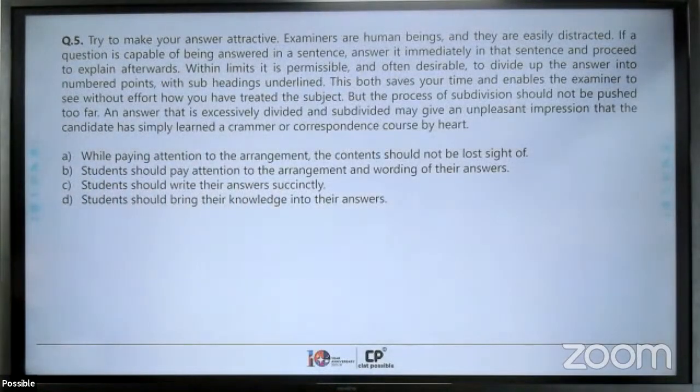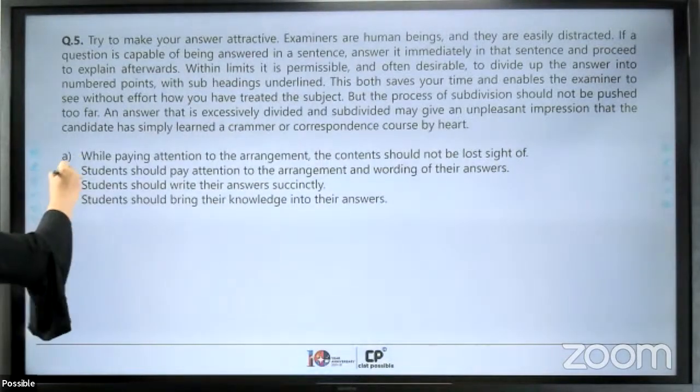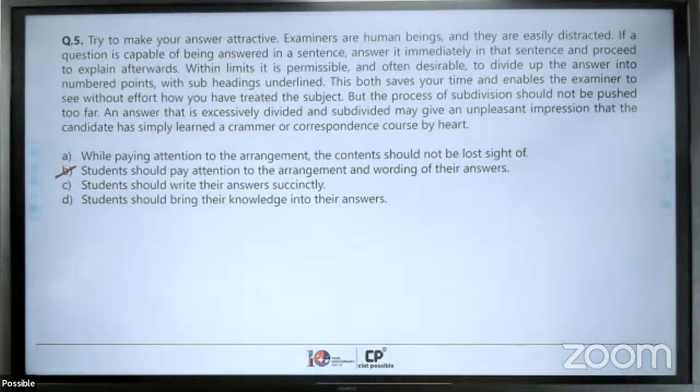Okay, now these are a series of instructions that are given. Try to make your answer attractive. Examiners are this and this. So here the answer is: students should pay attention to the arrangement and wording of their answers.